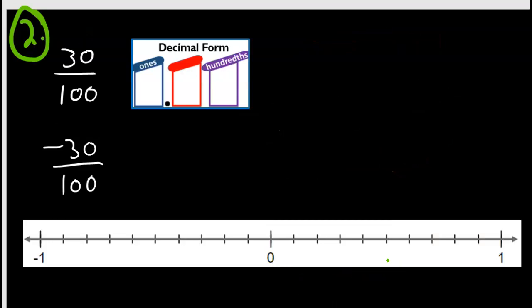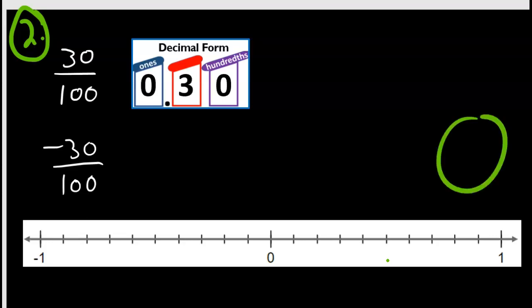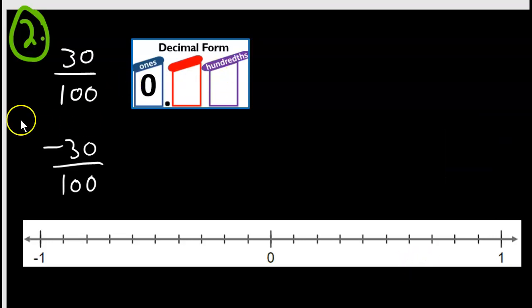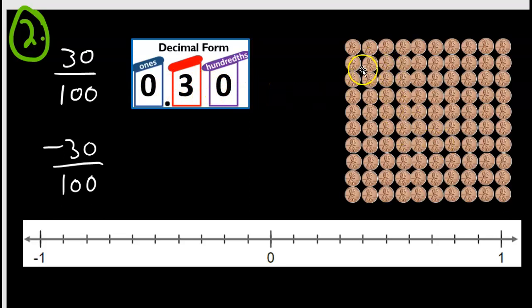Okay, here's another situation. Let's take a look at 30 hundredths. This is going to be easier, trust me. Hang in there with me. 0 ones, 30 hundredths. As we were saying, 0 ones and 30 hundredths. There's 100 pennies. How would we get 30 out of 100 here? Just take 10, 20, 30, right there they are. 30 out of 100, 30 hundredths.